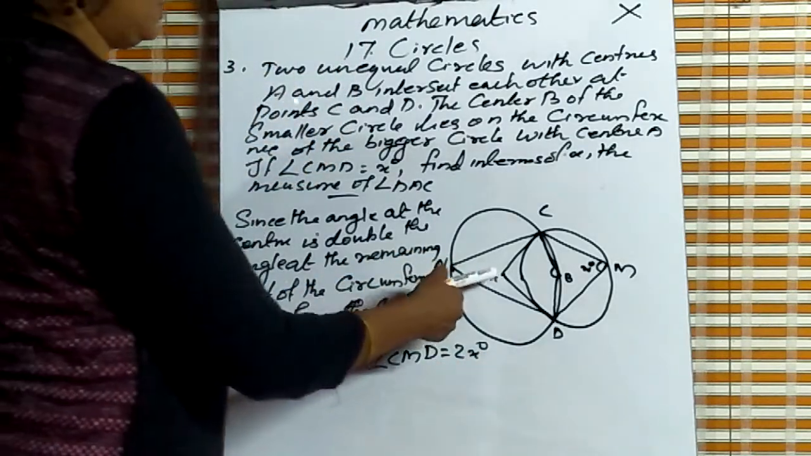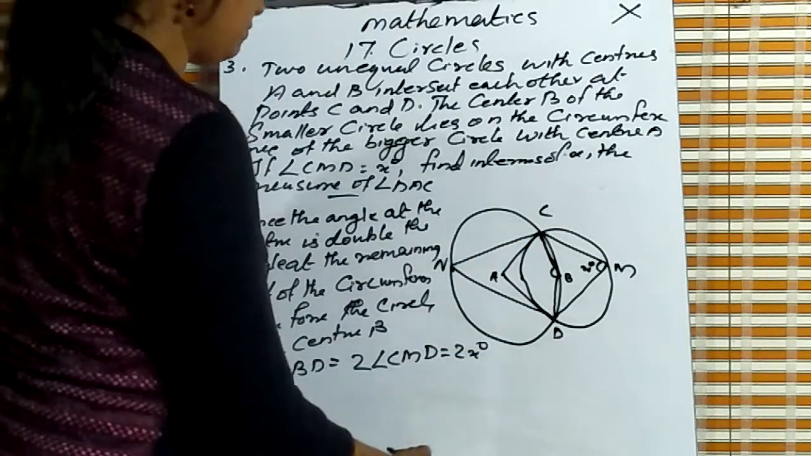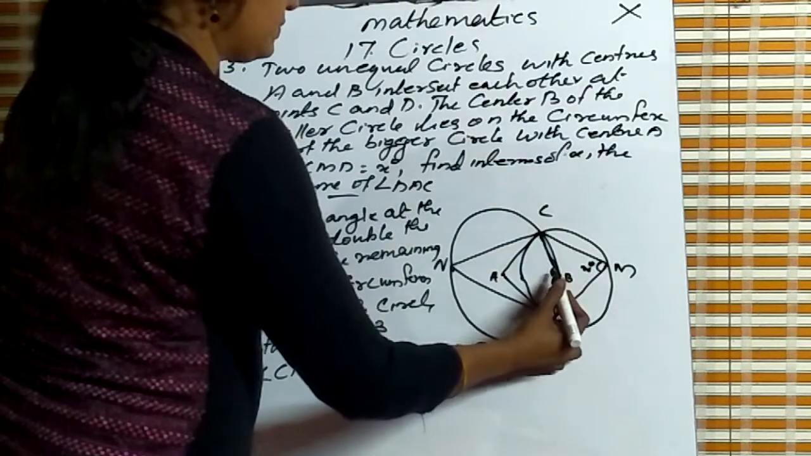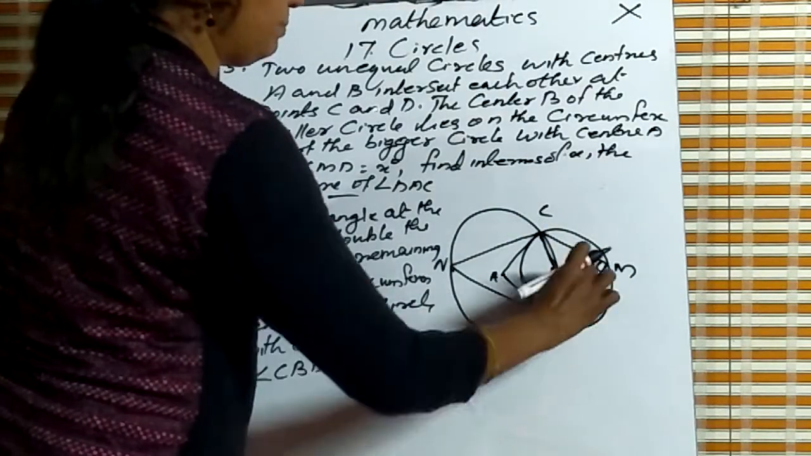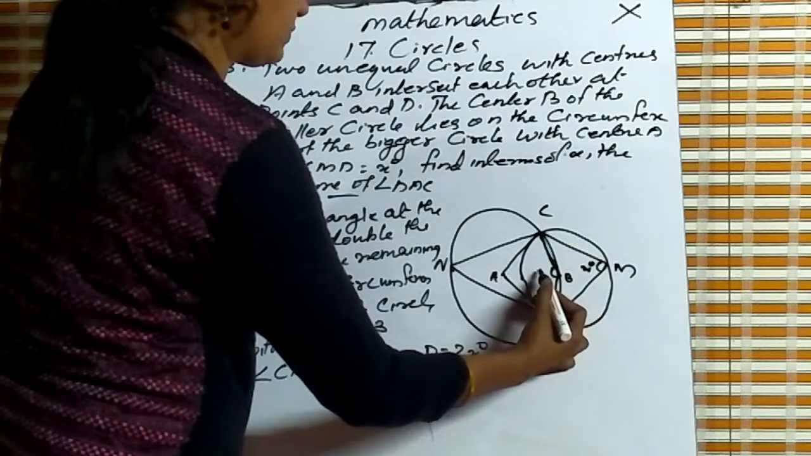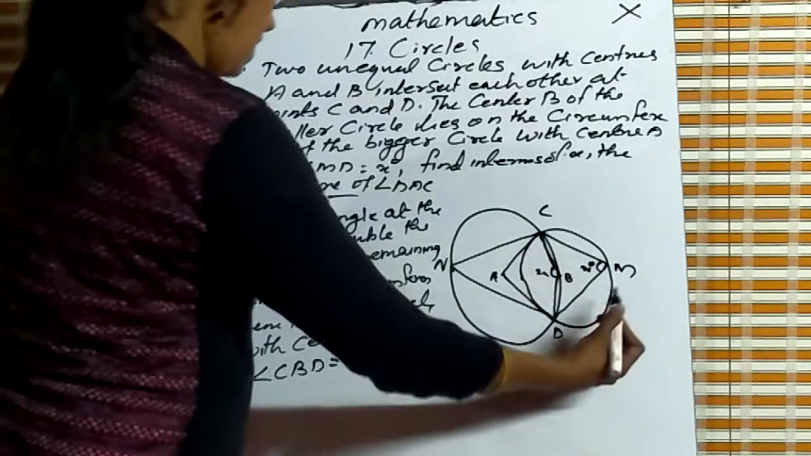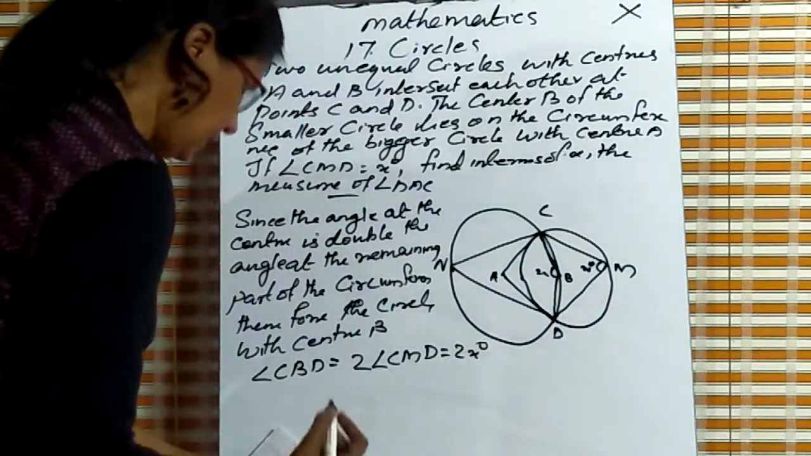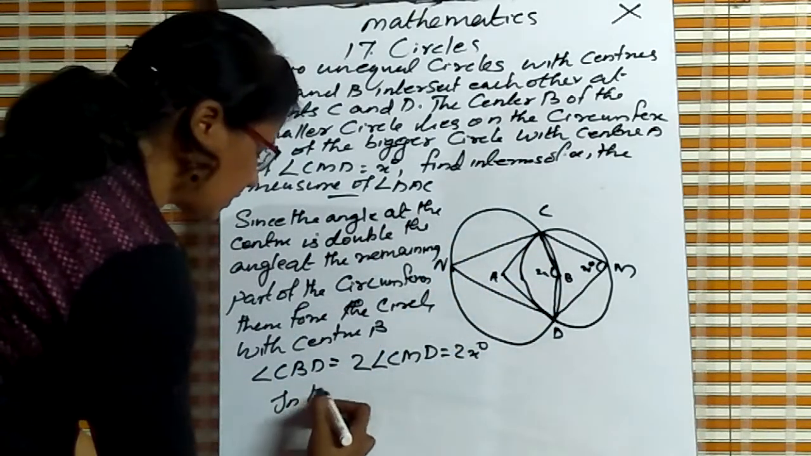The angle at the center is double the angle at the remaining part of the circumference of the circle. Therefore, in this circle, angle CBD is equal to 2 angle CMD. Double. This is 2x. Angle CBD is equal to 2 angle CMD is equal to 2x degree. Now, we consider the bigger circle.